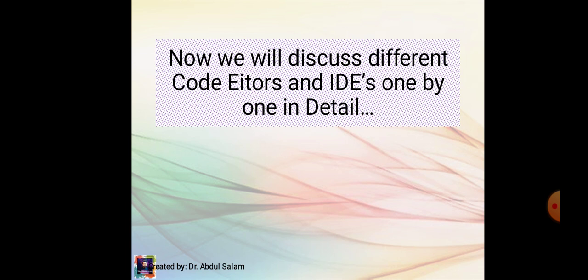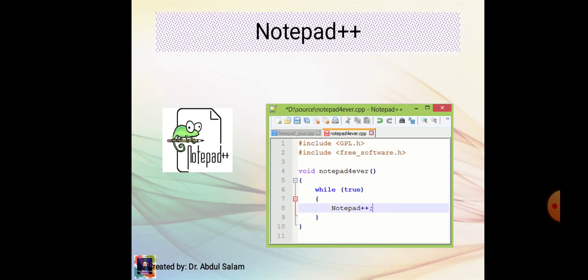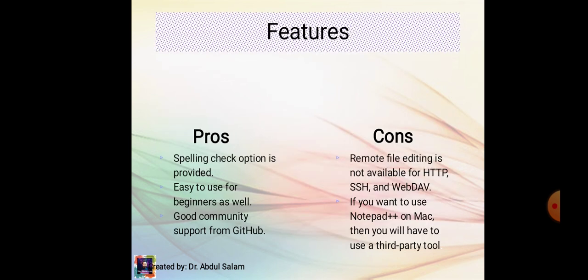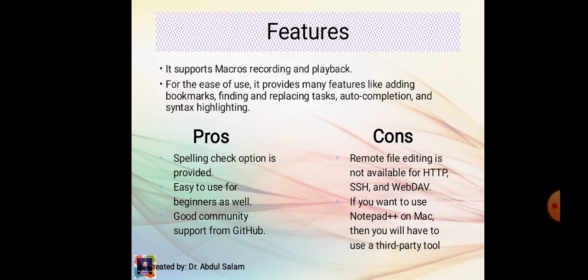Now we will discuss different code editors and IDEs one by one in detail. First of all, Notepad++. Notepad++ is a source code editor for Windows, Linux, and Unix. Some of its features: it supports macro recording and playback. For ease of use, it provides many features like bookmarks, find and replace, auto-completion, and syntax highlighting. It supports multi-view and a tab interface for multiple documents.